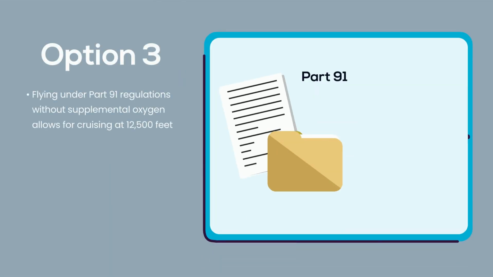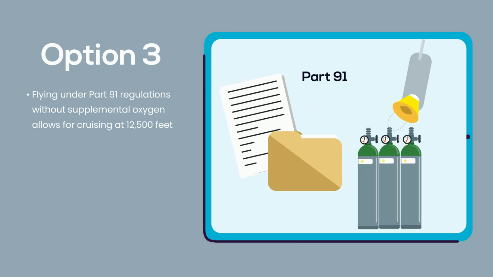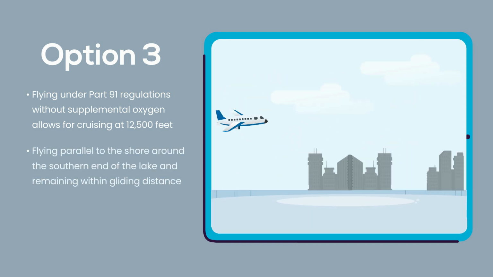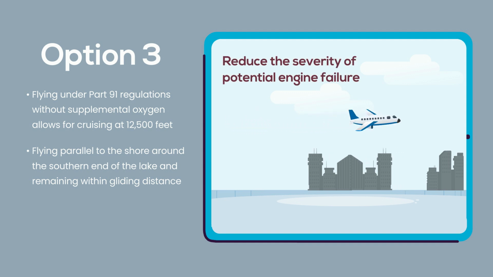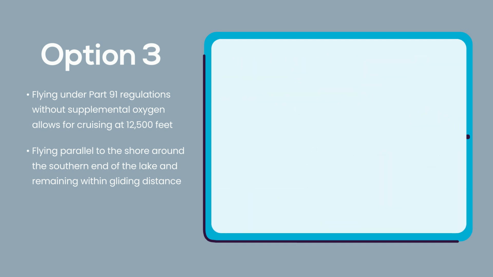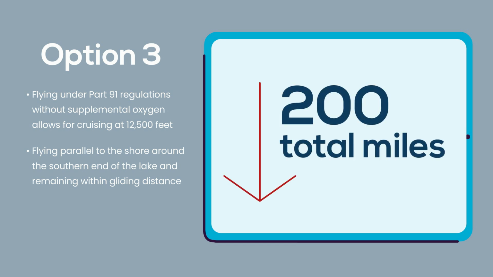Alternatively, flying under Part 91 regulations without supplemental oxygen allows for cruising at 12,500 feet, providing an 18 nautical mile glide range. Flying parallel to the shore around the southern end of the lake and remaining within gliding distance would reduce the severity of potential engine failure, resulting in an acceptable residual risk. This option involves fewer than 200 total miles within the aircraft's range, making it ALARP compliant.